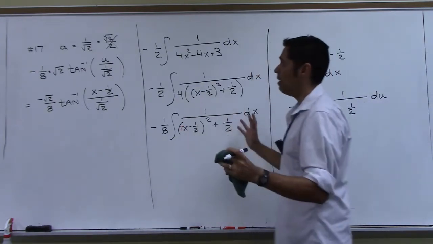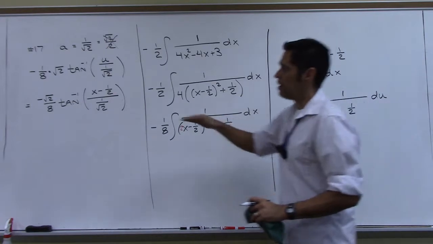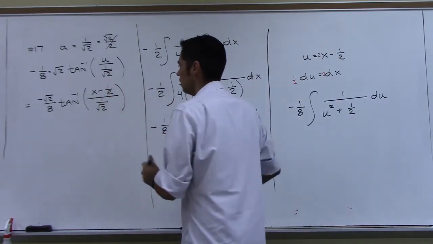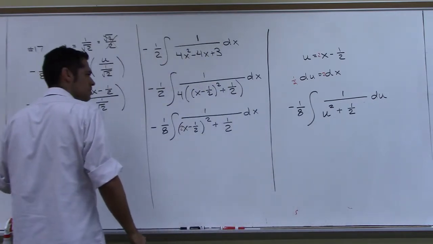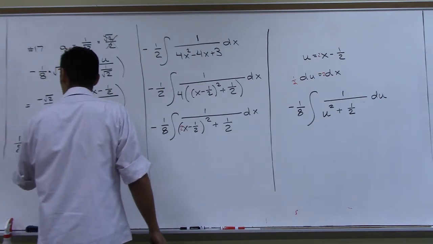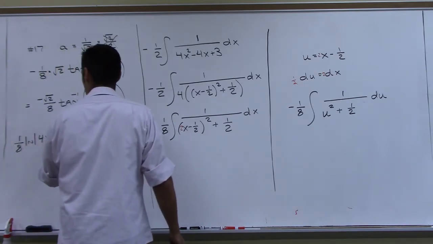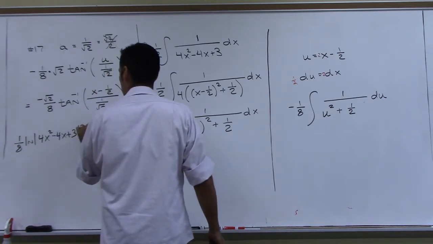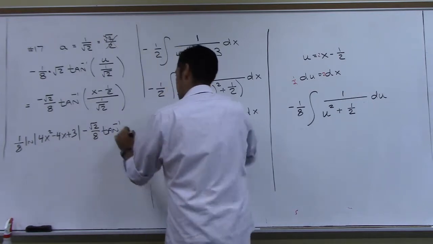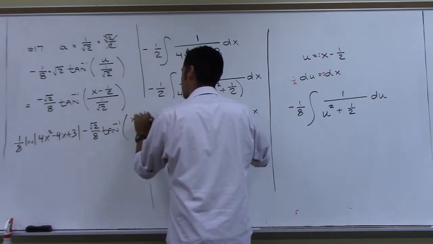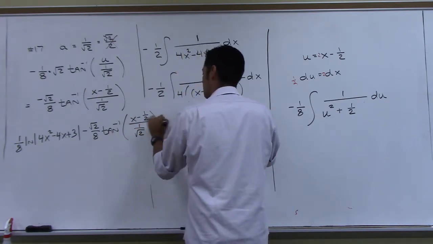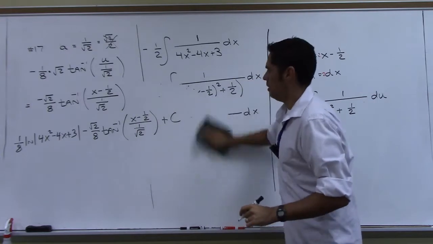So our final answer, right? Our final answer is this, with that other piece I erased, with the plus C at the end. So it should be, what was in front out there? Was it a 1/8? 1/8 natural log of 4x squared minus 4x plus 3, minus root 2 over 8 arctangent of x minus a half over 1 over root 2, plus C. That's it.